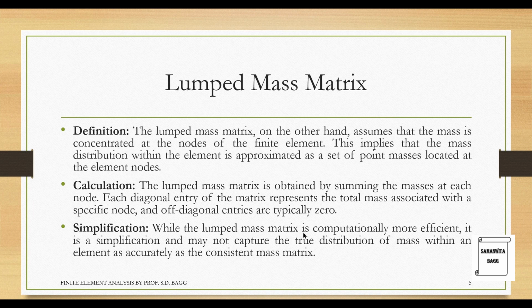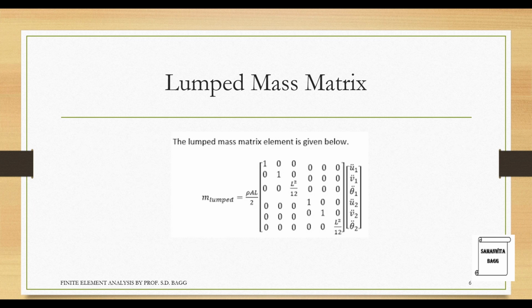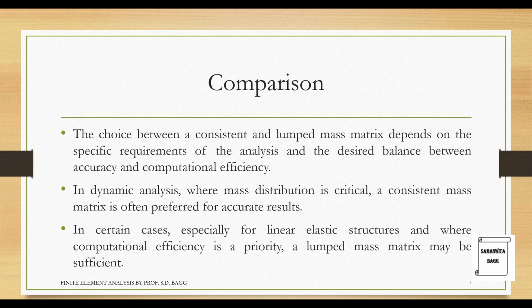Simplification: while the lumped mass matrix is computationally more efficient, it is a simplification and may not capture the true distribution of mass within an element as accurately as the consistent mass matrix. So you will lose accuracy as compared to the consistent mass matrix, but definitely you will be computationally more efficient because you can see that the masses are added only at the diagonal and these are all zero. So you basically save a lot of space when you are computing it, and so you get better solutions at low computational configurations.